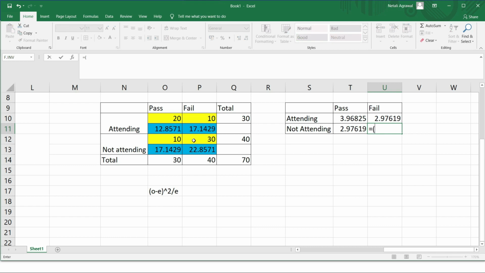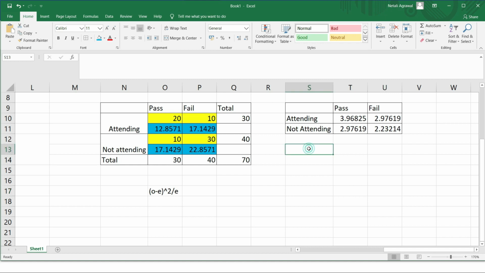One more to go and we are done then. So we are done over here. We have all the values according to this formula.